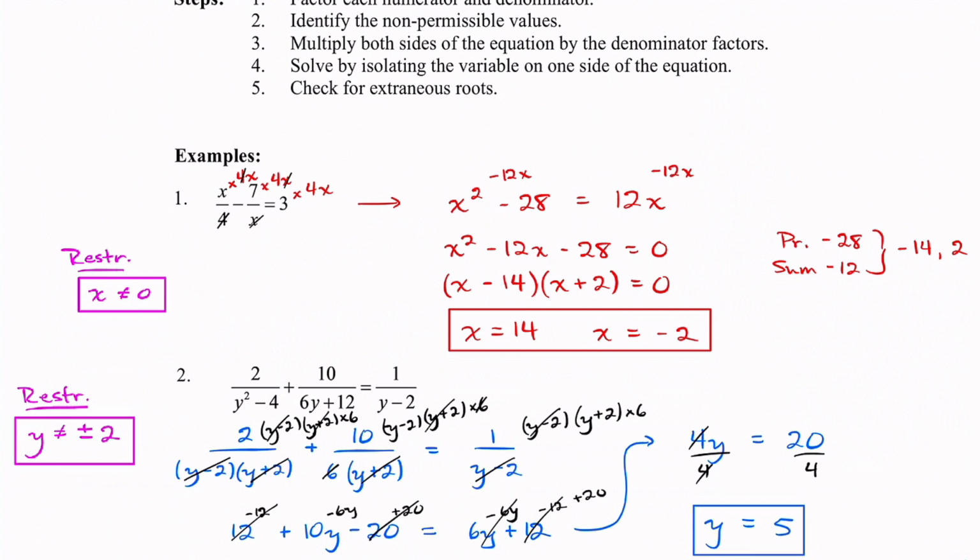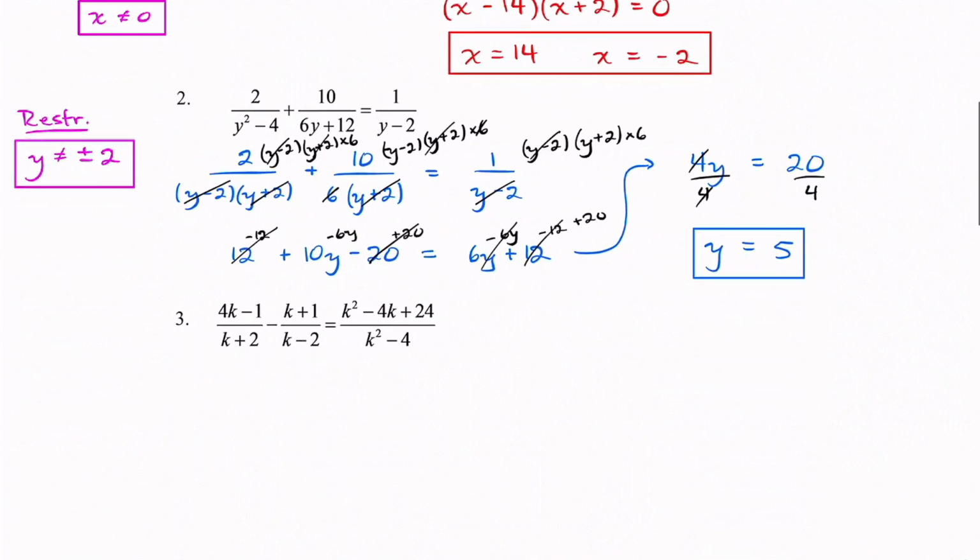And then again, with that answer of y equals 5, you could check and see if it's extraneous by plugging it back into the equation. Or you can also just look at the restriction. It's not one of these values, a positive or negative 2, so y equals 5 is the answer.